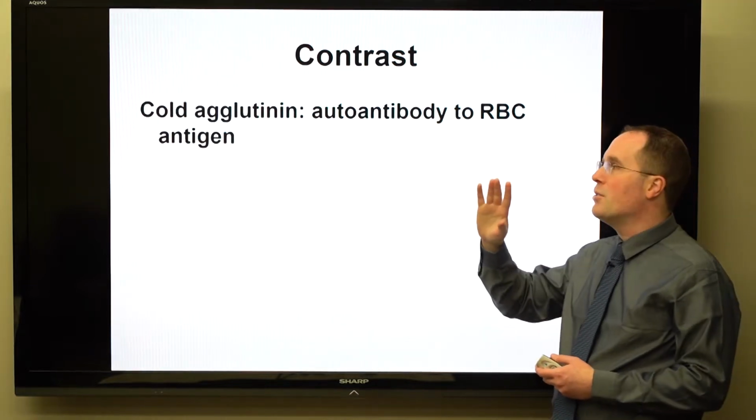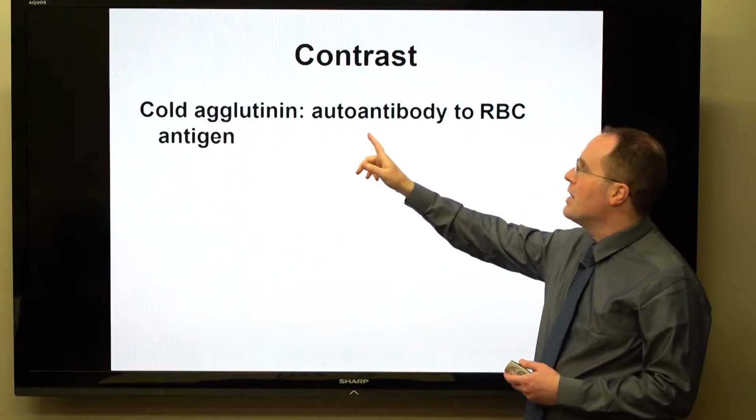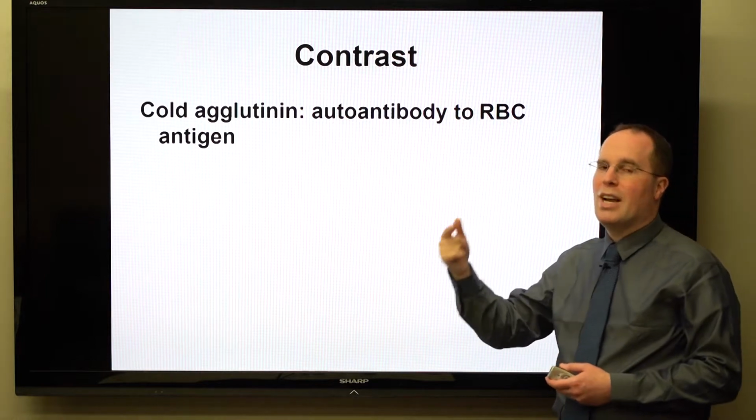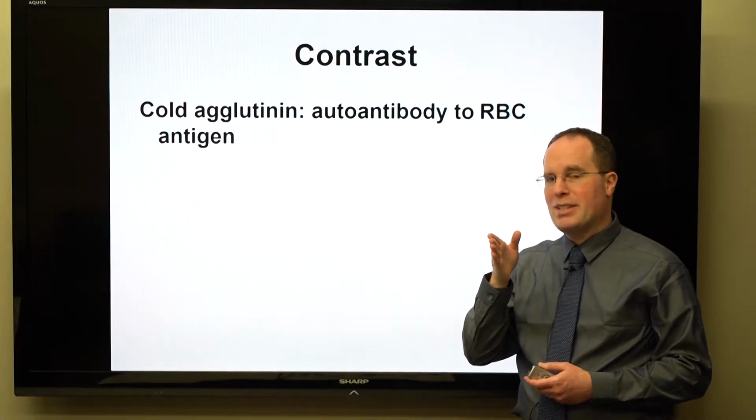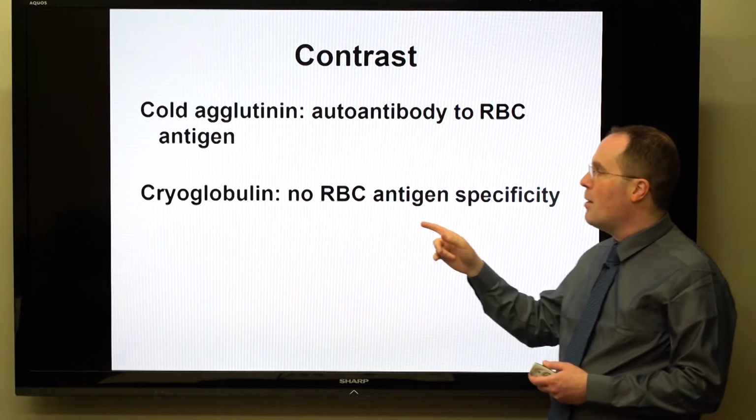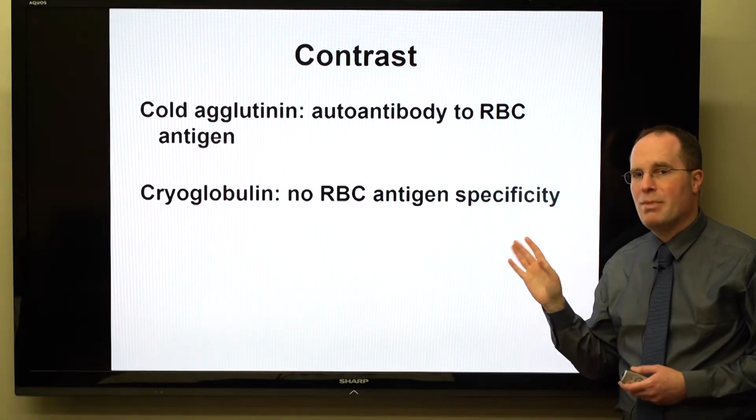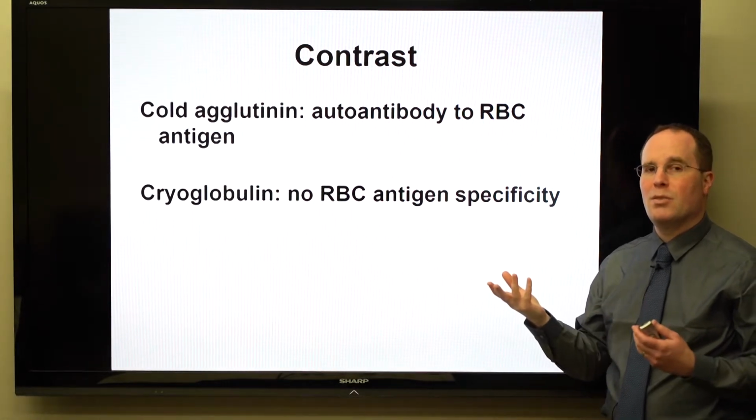Okay, don't confuse these two. A cold agglutinin is an autoantibody to a red cell antigen, right? It has red cell specificity. A cryoglobulin does not have any red cell antigen specificity. It simply precipitates when it gets cooler.